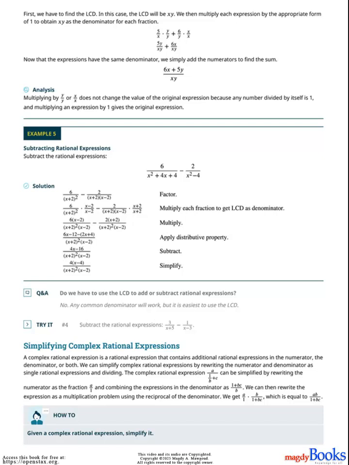Example 5. Subtracting rational expressions. Subtract the rational expressions. 6 over x squared plus 4x plus 4 minus 2 over x squared minus 4. Solution. Factor. 6 over (x + 2) squared minus 2 over (x + 2)(x - 2).